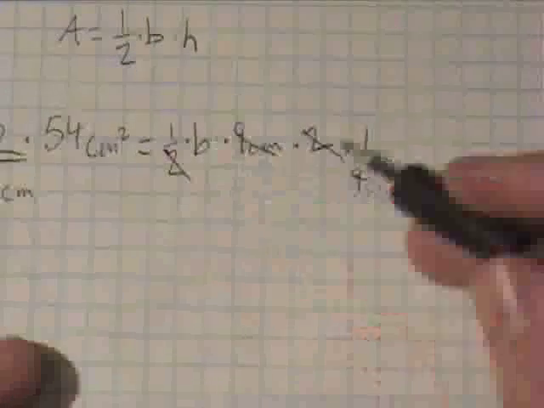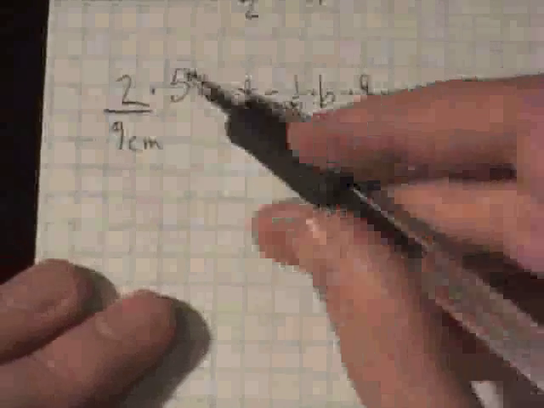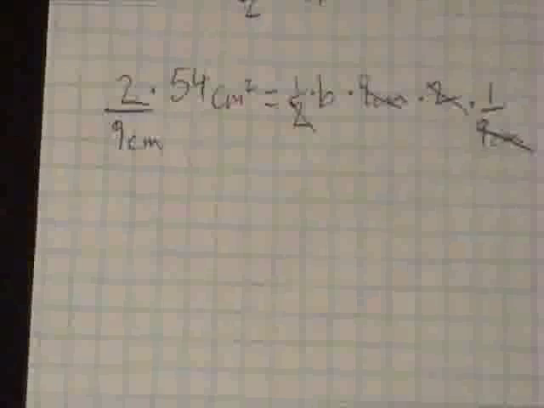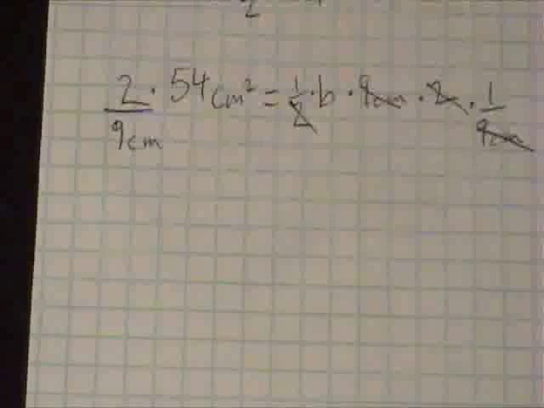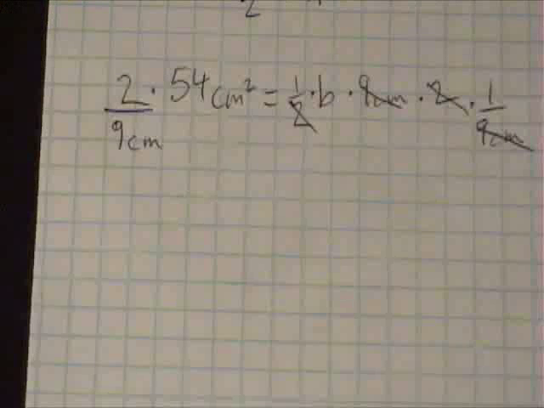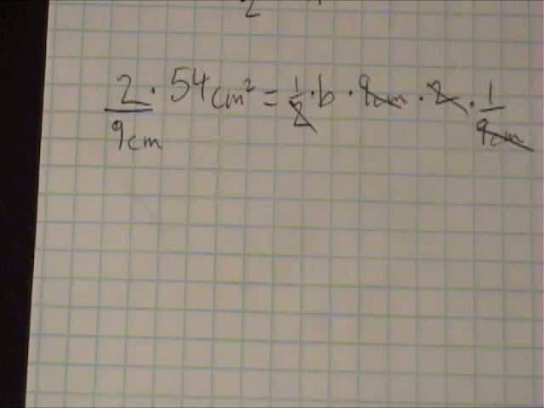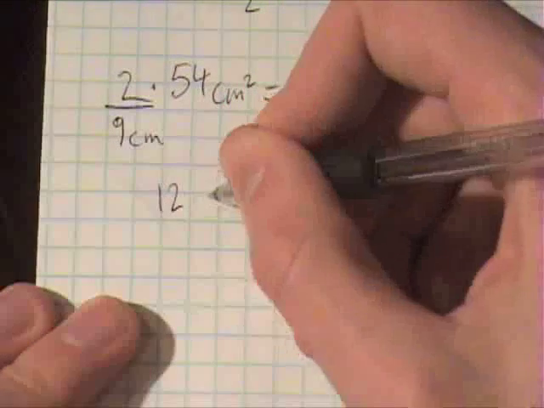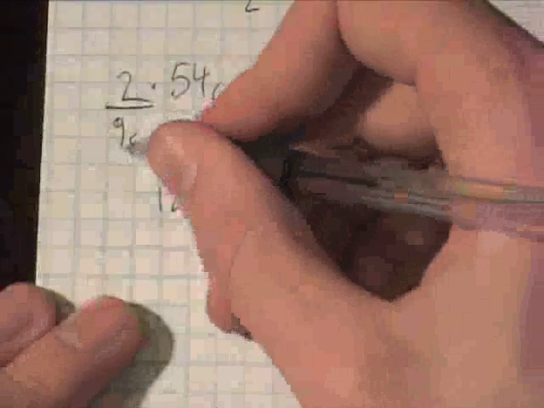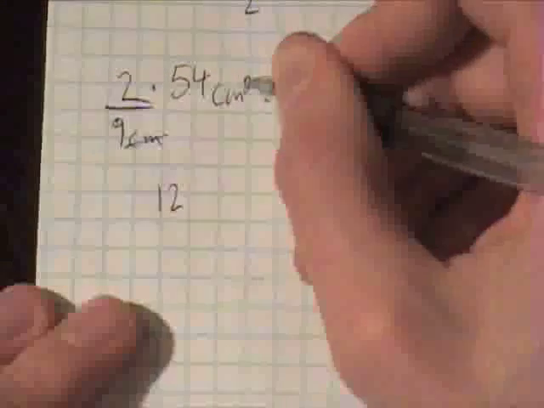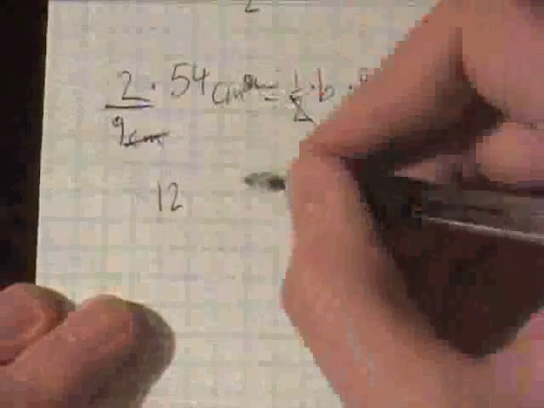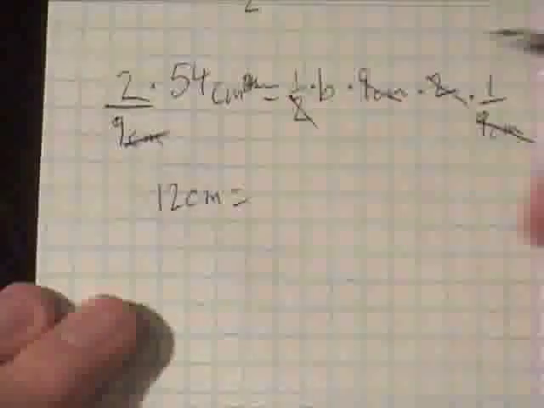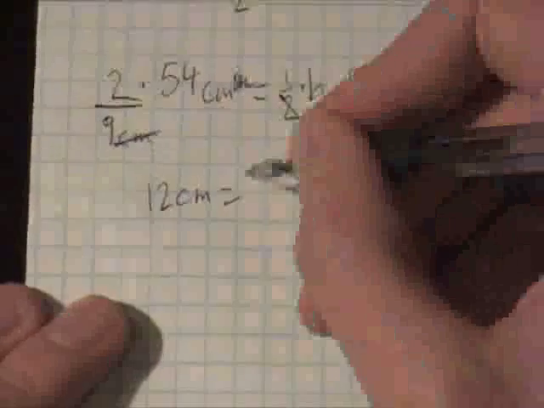Okay, so now we canceled everything over there. Now we just have to resolve this. So 54 times 2 divided by 9 equals 12. And it's not centimeters squared because remember, these get canceled out. This and this get canceled out. So it's just 12 centimeters equals B.